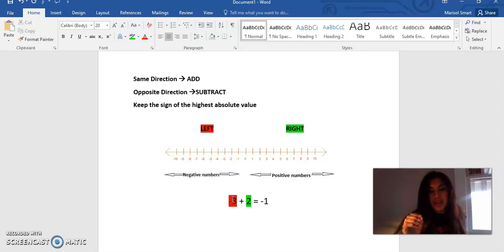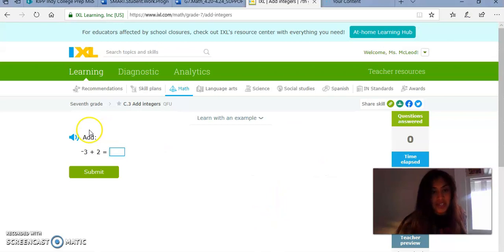Another way you can determine the sign is if you ask yourself, which sign do we have the most of? In this case, it's negatives. You have more negatives than positives. So we're going to go ahead and enter -1.